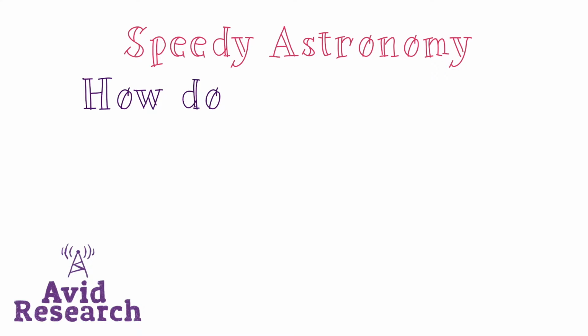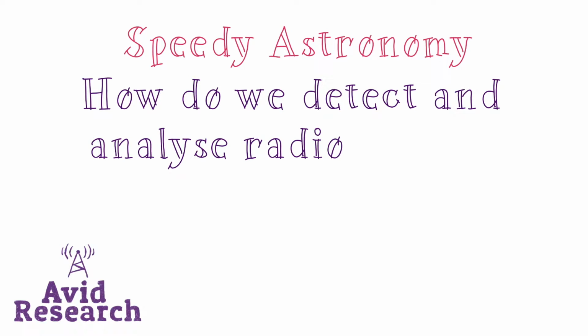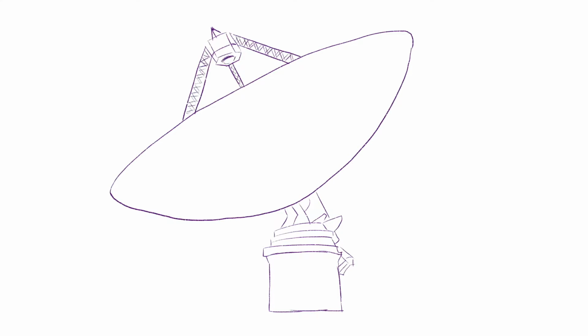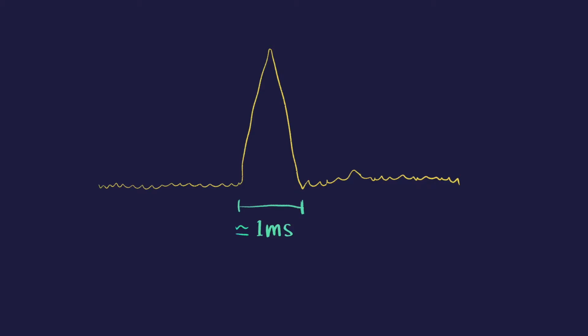This is Avid Research. Today, we're looking at space astronomy and we're asking, how do we detect and analyse deep space radio bursts? Radio telescopes around the world are always listening to the skies, and sometimes they'll detect a fast radio burst. These bursts are about a millisecond in length, and we don't know exactly where they come from. What do we know about it when a radio telescope detects a burst?